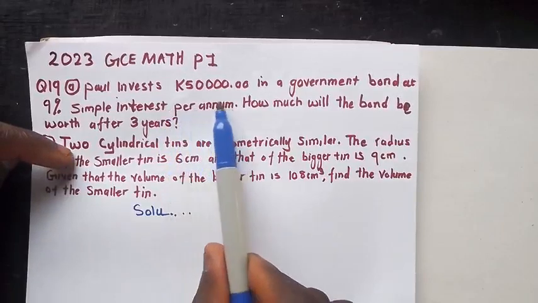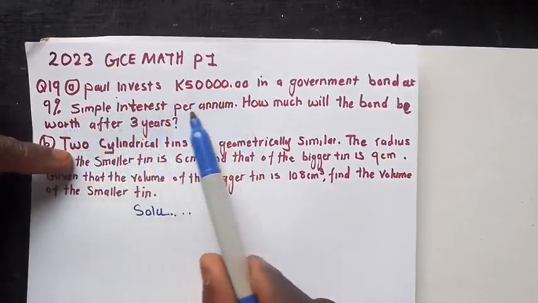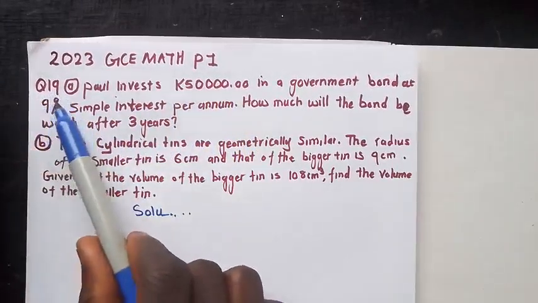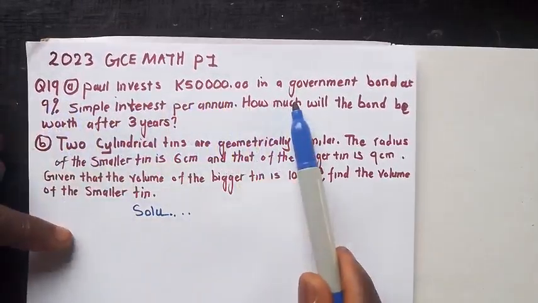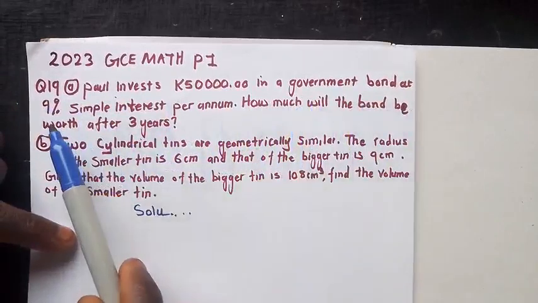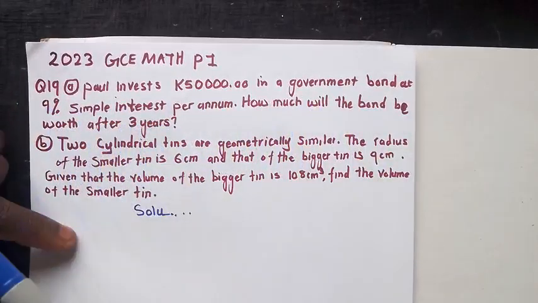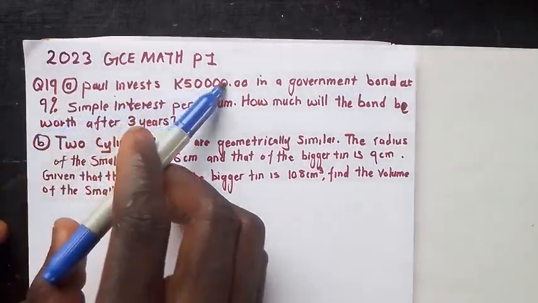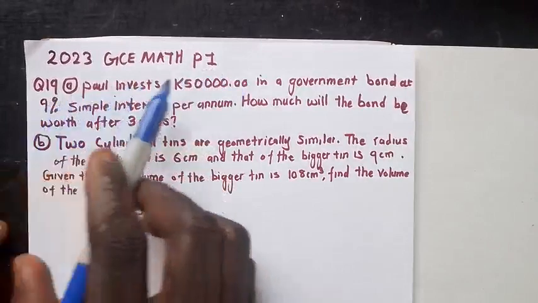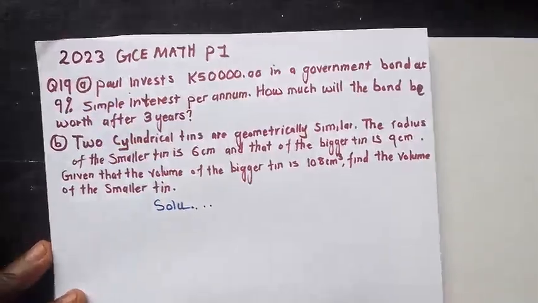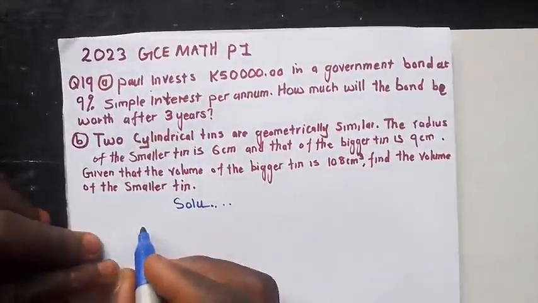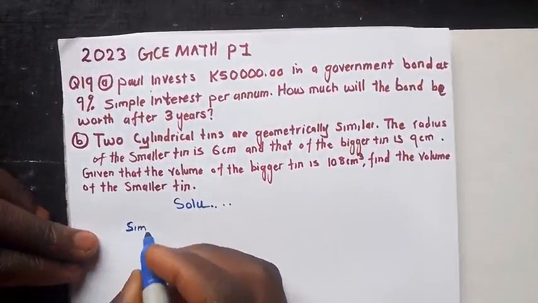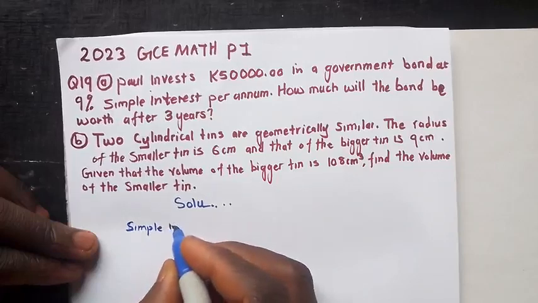Okay, so this per annum is per year. So per year, he was getting what? The percentage of 9%. So how much will the bond be worth after 3 years? Okay, so to answer this one, let's try to find now the 9% of 50,000. So here I'm going to say simple interest.